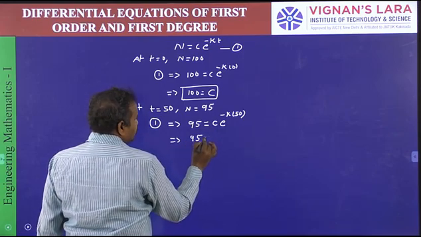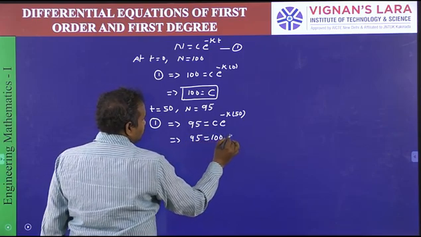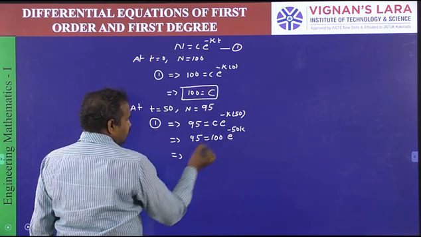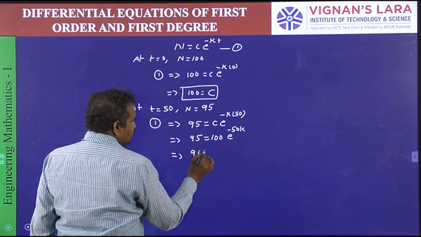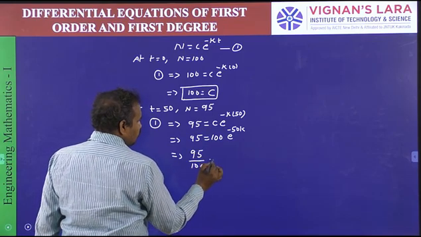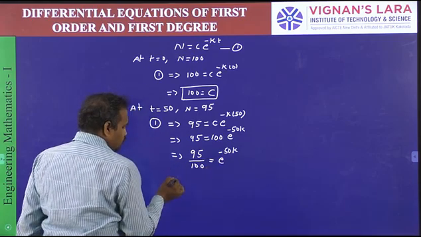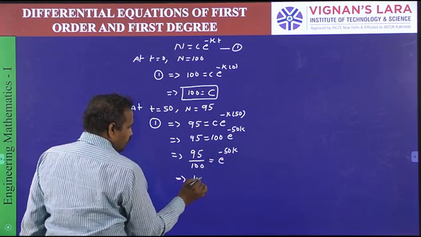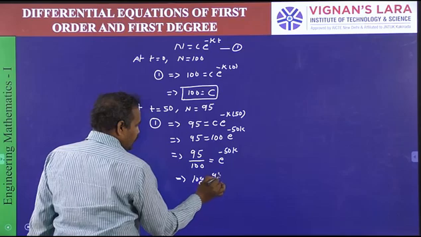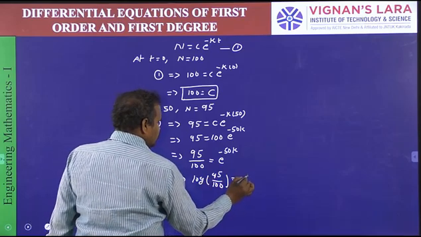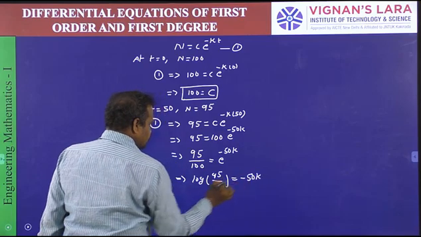95 is equal to 100 e power minus 50. That 100 comes to the left-hand side: 95 by 100 is equal to e power minus 50. Exponential comes to this side as logarithm. Log of 95 by 100 is equal to minus 50.